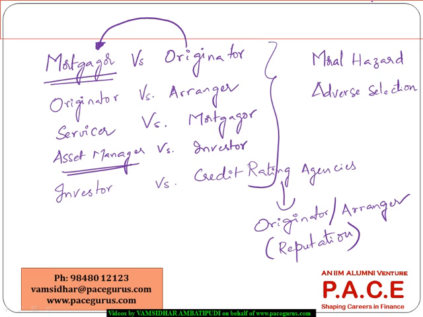and it can so happen that, because of all these frictions, the due diligence may not happen properly, and the underwriting standards may become more and more loose.